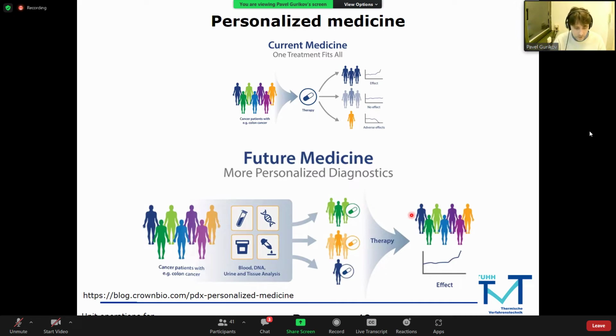For example, if you have a predisposition to an illness like Alzheimer's disease, preemptive treatments can be prescribed for you. So you take, for example, pills at the age of 50 so as not to get Alzheimer's disease at the age of 65.